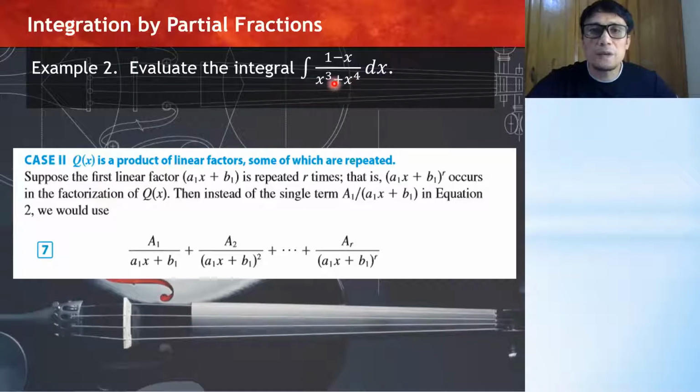In other words, this can be factored as x cubed times x plus 1, where x cubed is a repeated linear factor, right? It is repeated thrice because you have x cubed, or x times x times x. So according to this, we can decompose this fraction by following this idea, depending on how many times the linear factor is repeated.